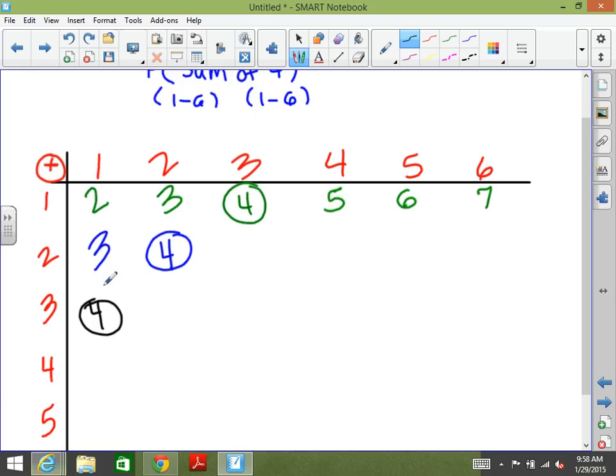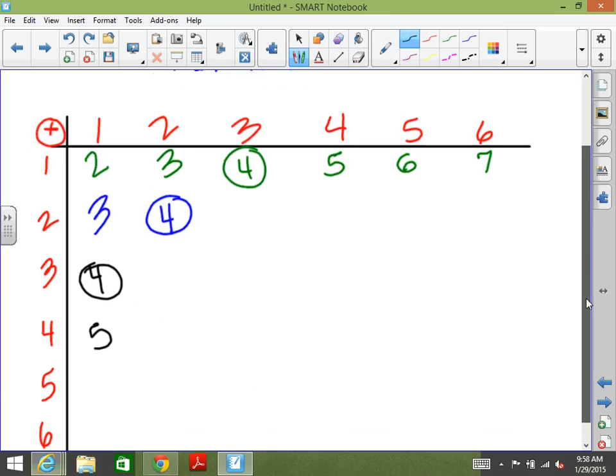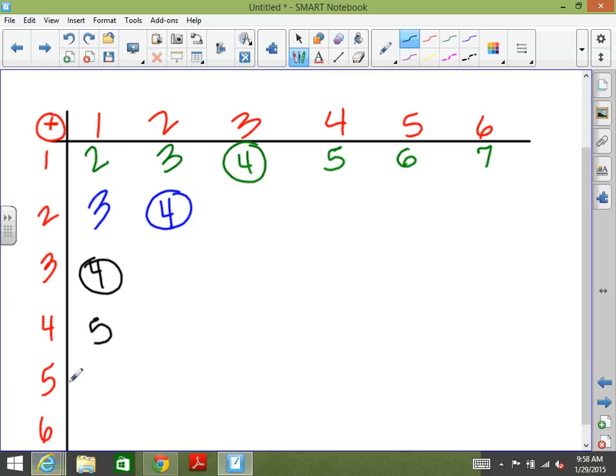A 4 on the first cube, a 1 on the second cube, and I get 5. Am I going to get any 4s down here? Nope, no reason to keep going. What about if I go down here? 5 and 1. Am I going to get any 4s down here? Nope. 6 and 1. Any 4s down here? So I'm done. There's no reason for me to continue filling in this chart. I can't get any more 4s.